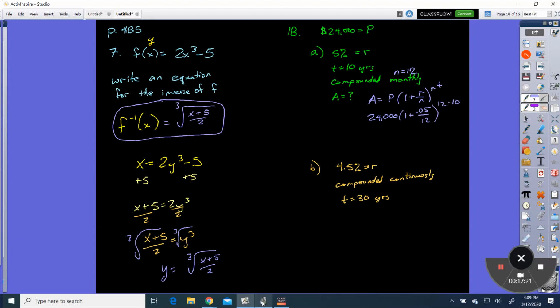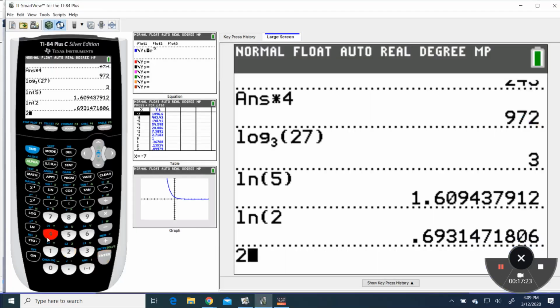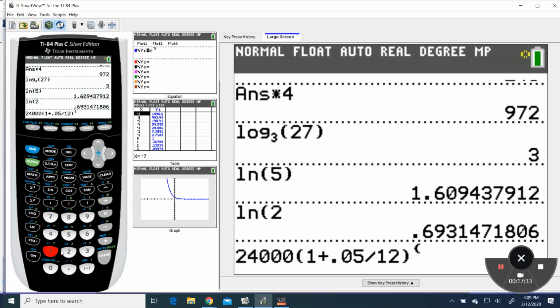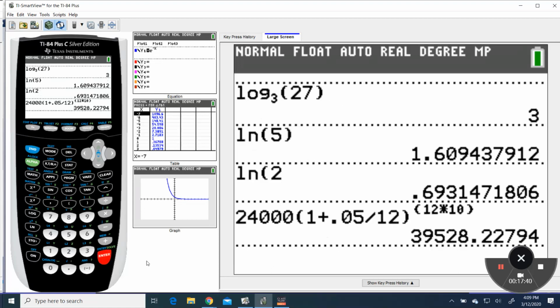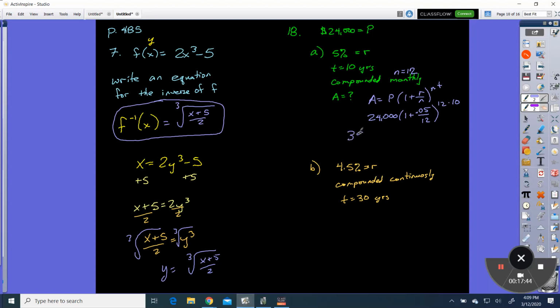So now I go to my calculator. I type in 24,000, parentheses, 1 plus 0.05 divided by 12, all to the 12 times 10. I hit enter. It tells me 39,528. So $39,528.22, I believe.